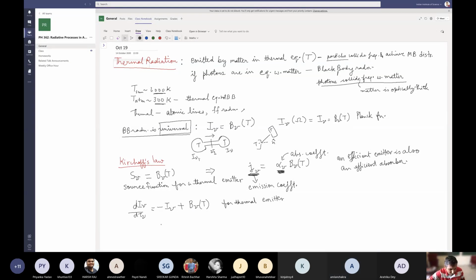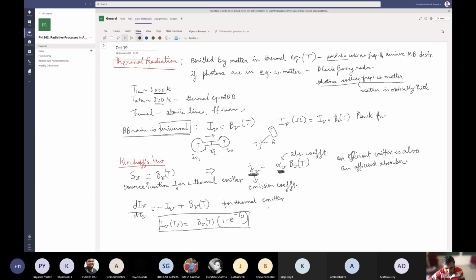So what is the solution? We know that the solution is I_nu equals, assuming there is no background radiation and only self-generated radiation, B_nu(T) times (1 minus e to the minus tau_nu), right? This we did last time. This is the solution for this simple radiative transfer problem.